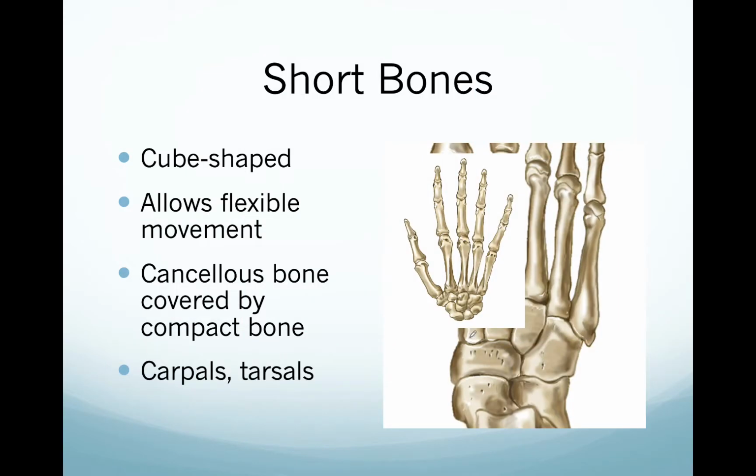Then you've got short bones. Those are going to be these cube-shaped bones here. These are the bones that are found in your wrist and in your ankle. These guys allow for flexible movement, bending and sliding and gliding. These guys are cancellous bone or spongy bone covered by compact bone. They're going to be found in your carpals and your tarsals.